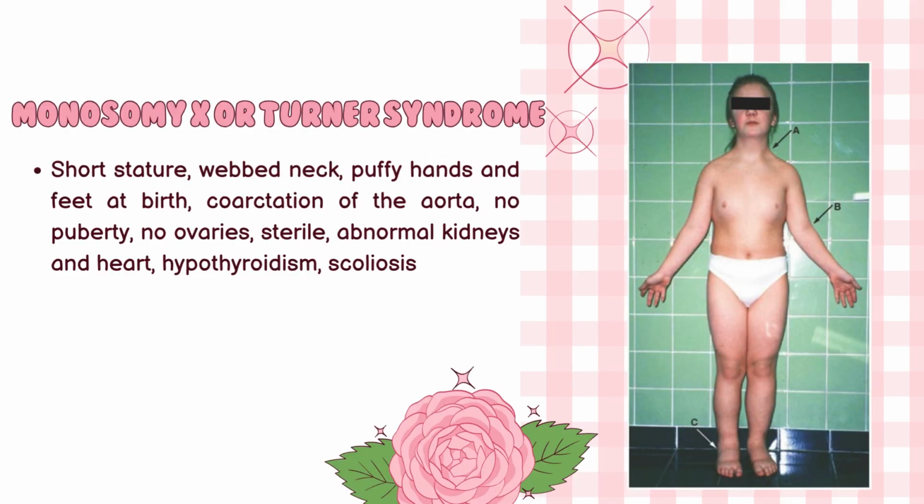Now let's look at Turner's syndrome and its signs and symptoms. Usually patients will have a short stature, a webbed neck, and puffy hands and feet. They don't ever go through puberty, and they have no ovaries. They're sterile, and they're going to have abnormal kidneys and heart, and also some scoliosis.